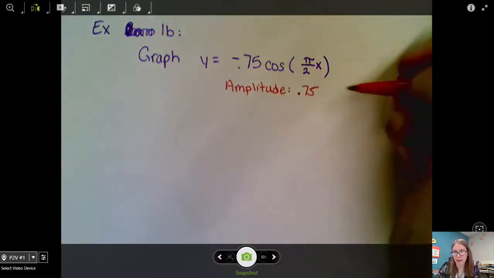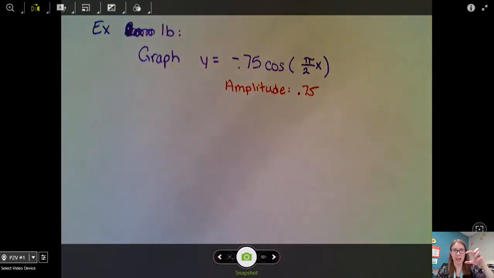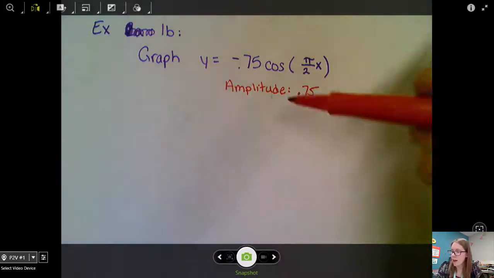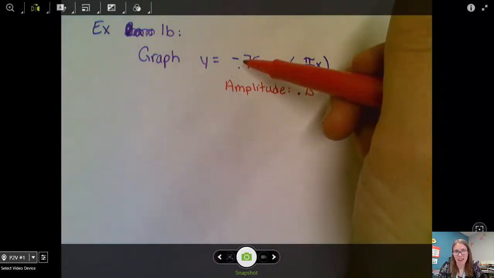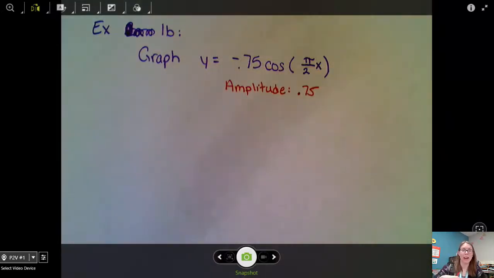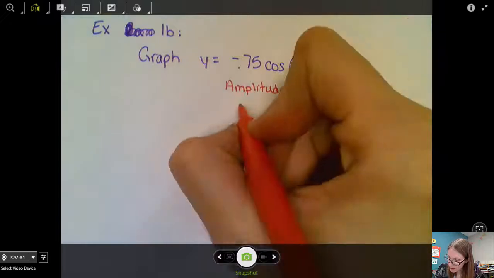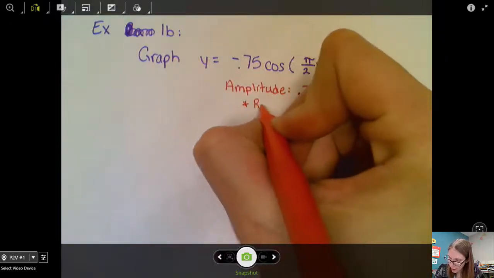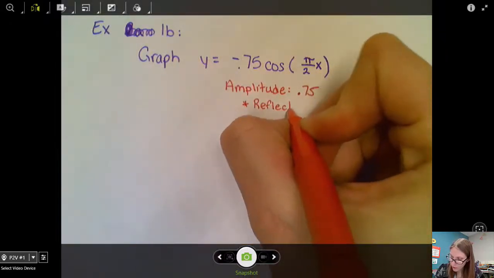So remember, that's telling us our distance from the middle to the top and the middle to the bottom. Now for all of these ones, again, we're not doing any translations up and down, so our midline is going to be at 0. That negative is just our clue that, hey, we have this reflection in there. So I'm going to make that note down here too, that we have a reflection, just so we don't forget when we go to graph.